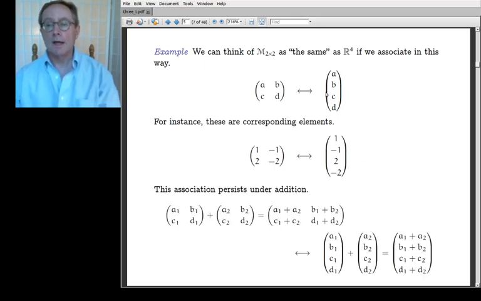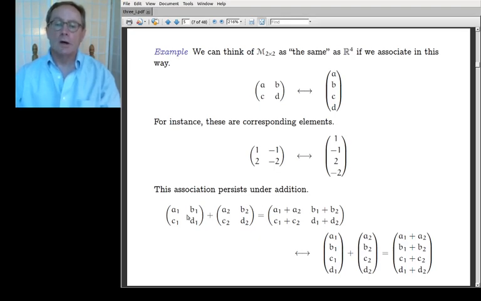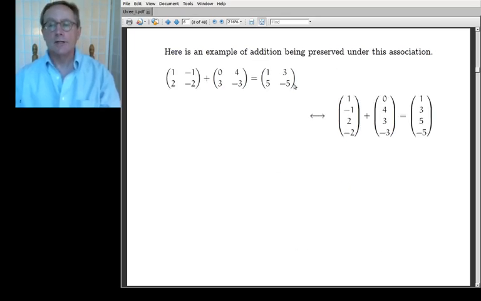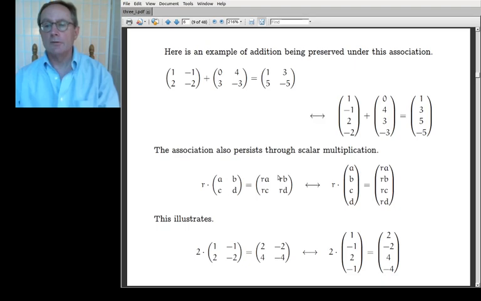And again, the important thing of just like is that the association persists under addition or scalar multiplication. I couldn't fit scalar multiplication on the slide, so it's on the next slide. But the association persists under addition and scalar multiplication. Addition of 2 by 2 matrices is just like addition of 4-tall column vectors, and this illustrates. And likewise, scalar multiplication of 2 by 2 matrices is just like scalar multiplication of 4-tall vectors. And this illustrates.